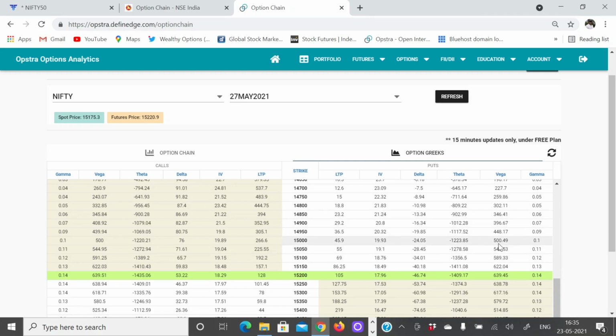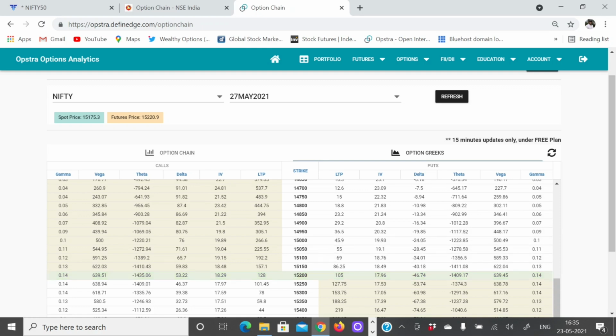And with vega, if IV increases, how much your option price can go up, and if IV goes down, how much your option price can go down. All this information you can figure out from the options Greeks. I will explain all these things in detail in my subsequent videos.